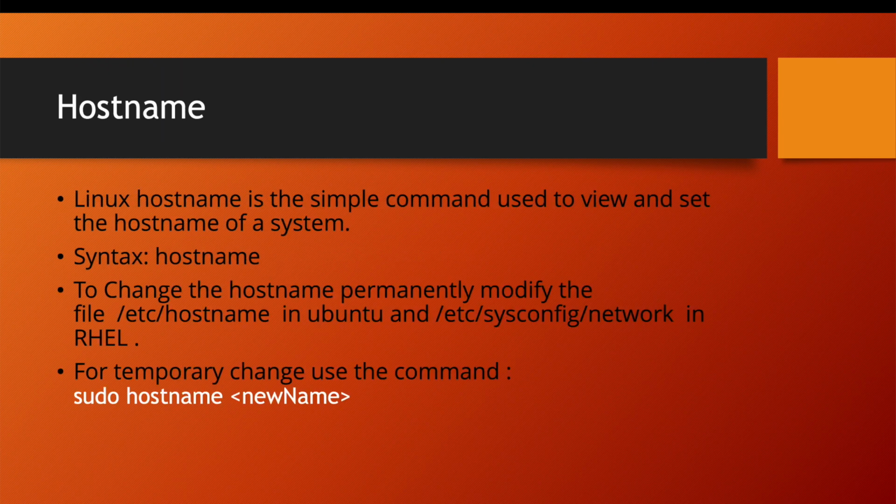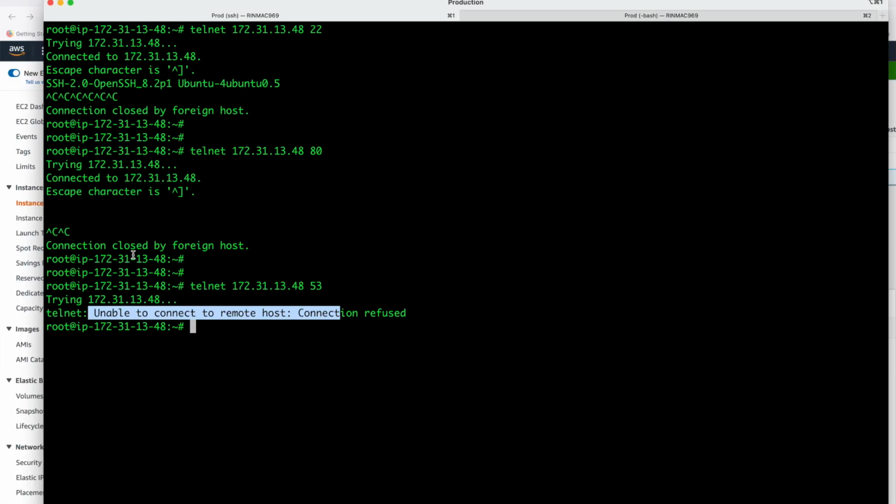Now the next command is hostname. Hostname is a simple command used to view and set the hostname of a system to identify its name. Like our channel name, it is DEVOPS-TECHSTACK. In a similar way, if you want to assign some name to a particular machine or you want to see the name of your particular machine, you have the command hostname. Let's try hostname over here and you will get the hostname of this particular machine.